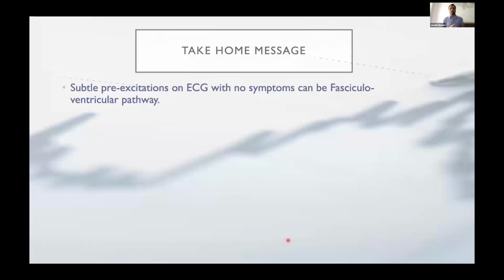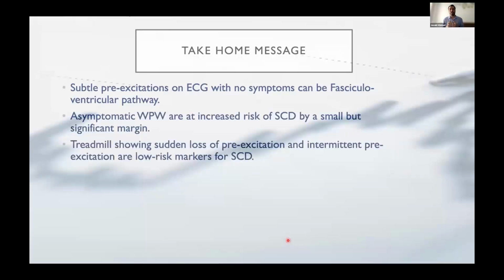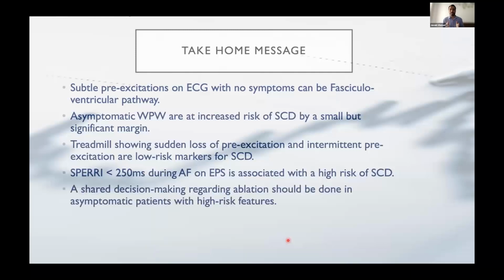So that's it. The take-home message from this presentation is, subtle pre-excitation on ECG with no symptoms: the first thing you should always think of is a fasciculoventricular pathway. Asymptomatic WPW are at increased risk of sudden death by a small yet significant margin. Treadmill tests showing sudden loss of pre-excitation and intermittent pre-excitation are low risk markers for sudden cardiac death. And SPERRI less than 250 milliseconds during AF on EP study has been associated with high risk for sudden cardiac death. A shared decision making regarding ablation should be done in asymptomatic patients with high risk features. Thank you for your patient hearing.